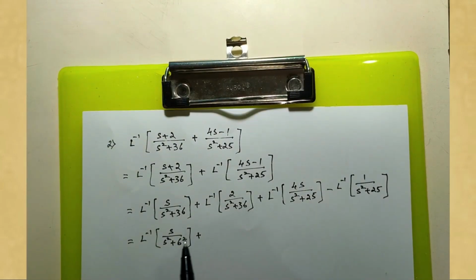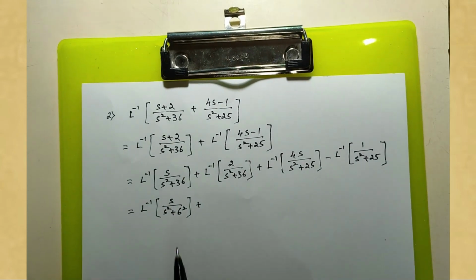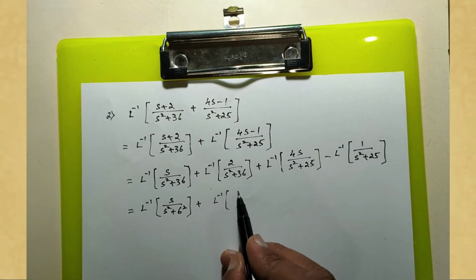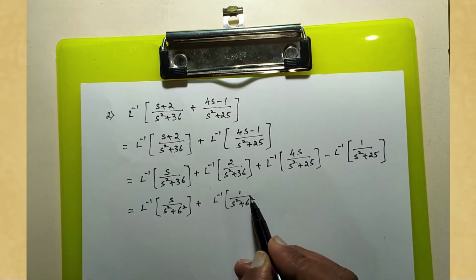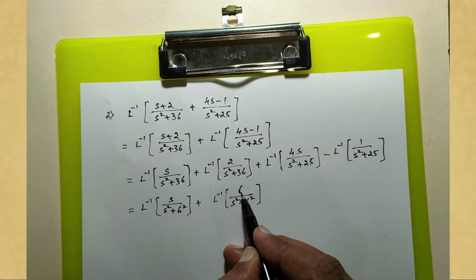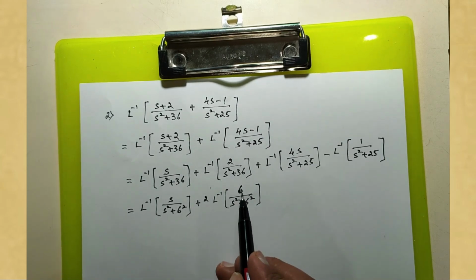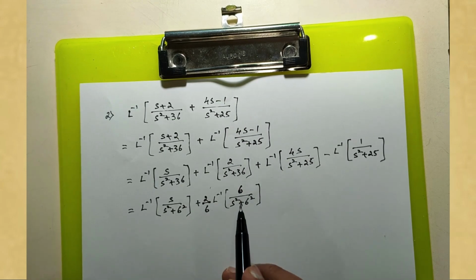Observe here, it is already in the form of L inverse of s by (s square plus a square). Here this should be in the form of L inverse of a by. Here I can write s square plus 36 as 6 square. So a value should be 6, so 6 should be here: 6 by (s square plus 6 square). What about this 2? I will take 2 outside, but I cannot just multiply by 6 here. To compensate for this multiplication of 6, I have to divide by 6. So it becomes the standard form.